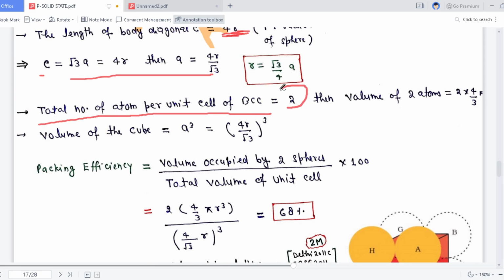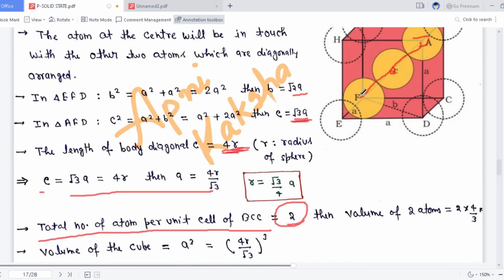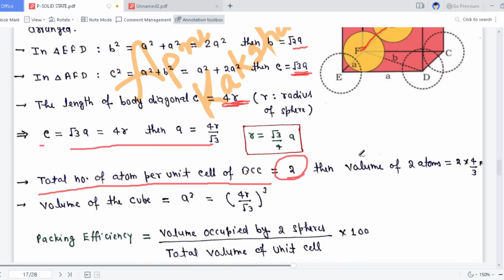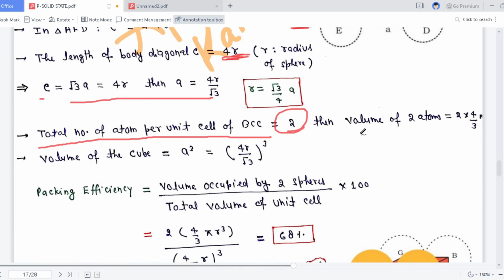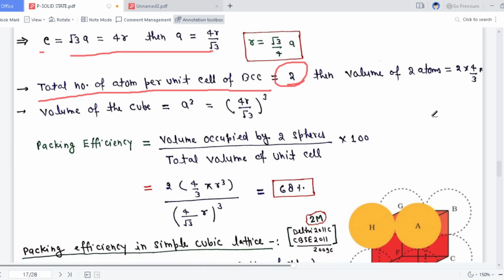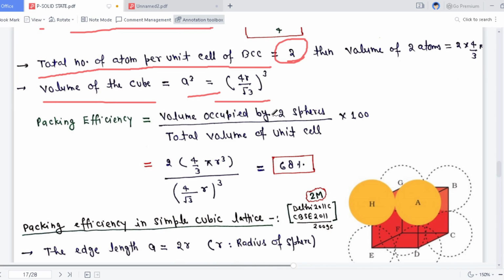That is 2. How 2? This makes up 1, and this here makes up another, so that makes 2. Now next up we'll be looking at the volume of the cube. This volume will be a cube.